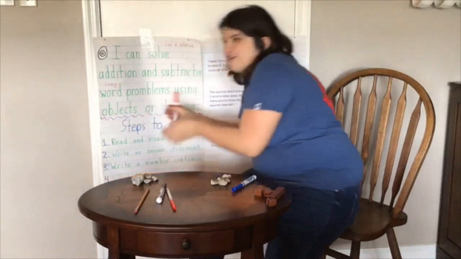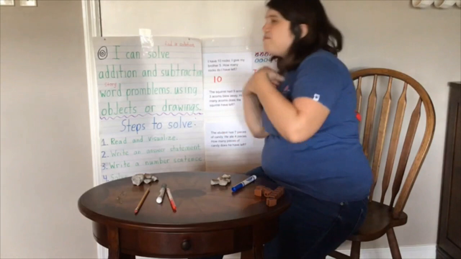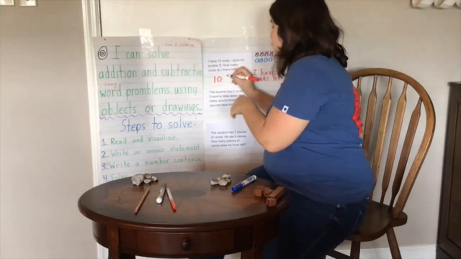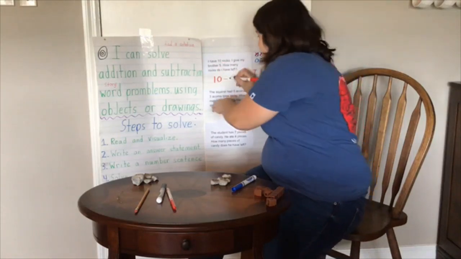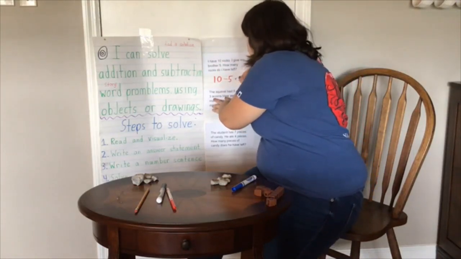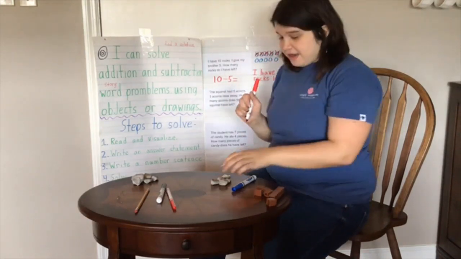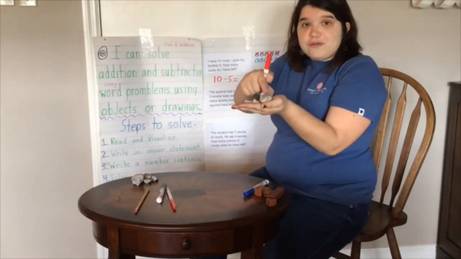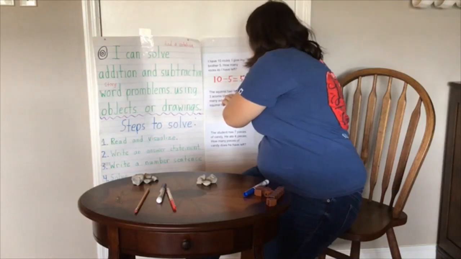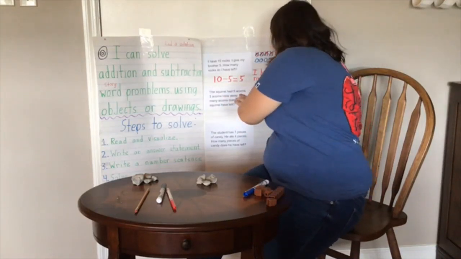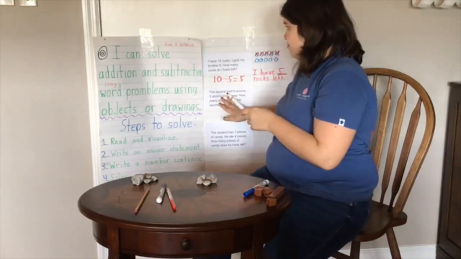So I started with 10 rocks. And I gave some to my brother. That means I'm subtracting them. They're being taken away from me. Minus 5 equals, how many do I have left? I have 1, 2, 3, 4, 5 left here. So my answer is 5. I have 5 rocks left.